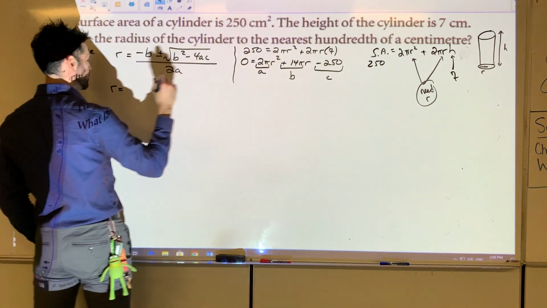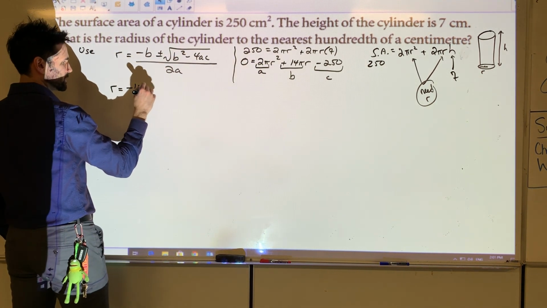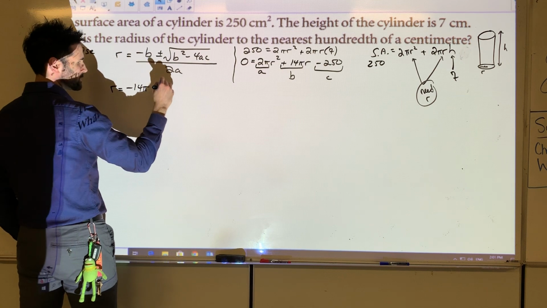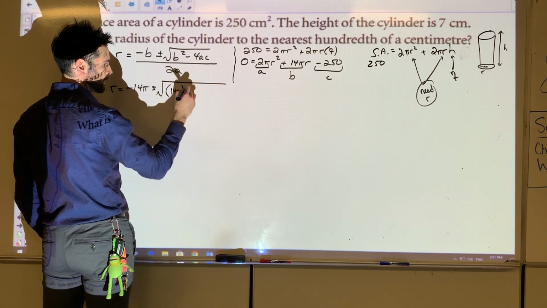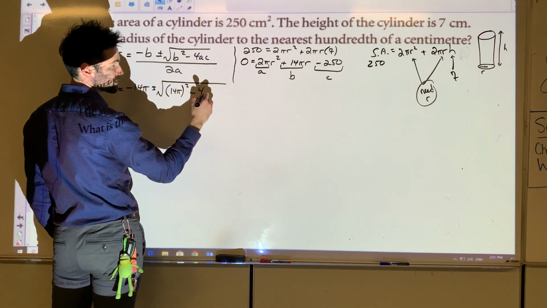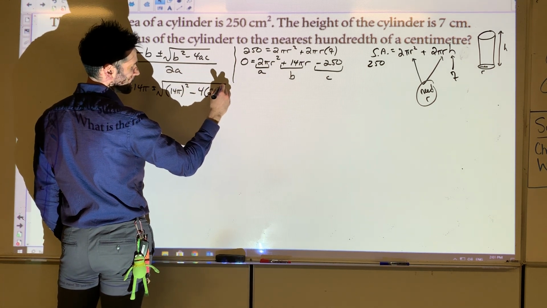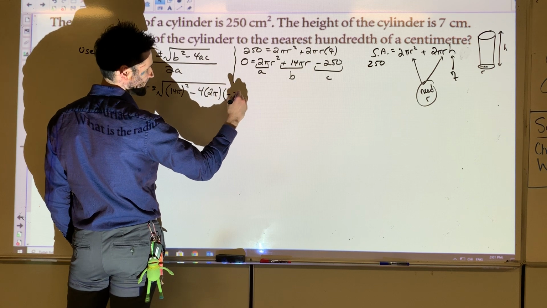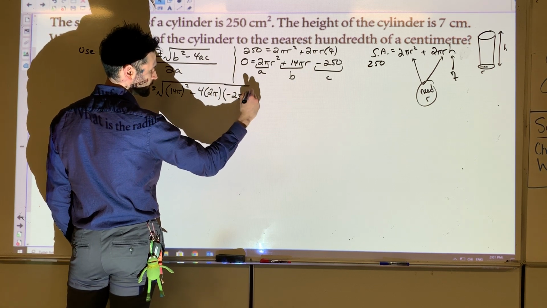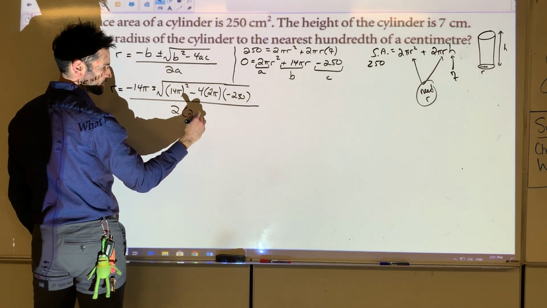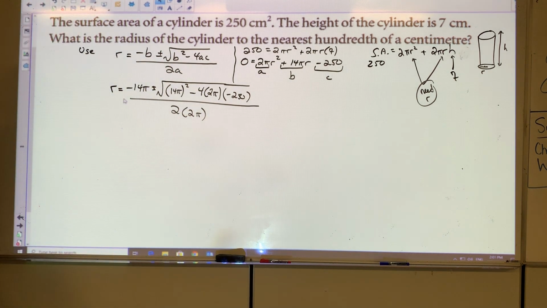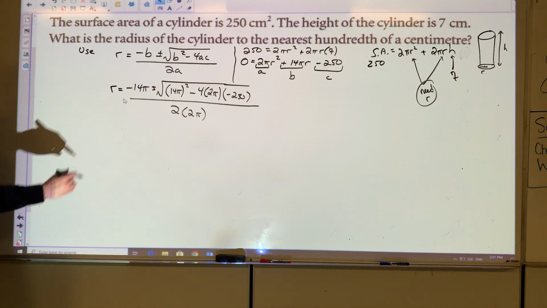So I'm going to plug in negative b. So I go negative 14 pi plus or minus the square root of b, which is 14 pi, squared, minus 4 times a, which is 2 pi, times c, which is negative 250. And that's all divided by 2 times a, so 2 times 2 pi. I know it looks ugly. This is definitely a calculator question.